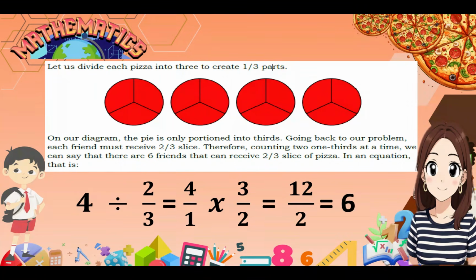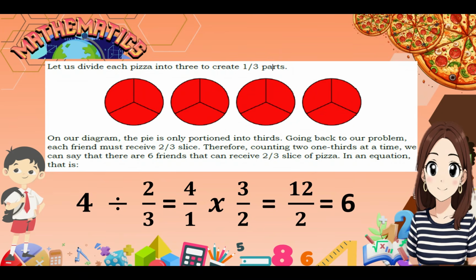So let us divide each pizza first into 3 to create 1/3 parts. On our diagram, the pie is only portioned into thirds. And going back to our problem, each friend must receive 2/3 slice. Therefore, counting 2 1/3 at a time, we can say that there are 6 friends that can receive 2/3 slice of pizza. So this is 1, 2, 3, 4, 5, and 6. 6 2/3 slices of pizza.